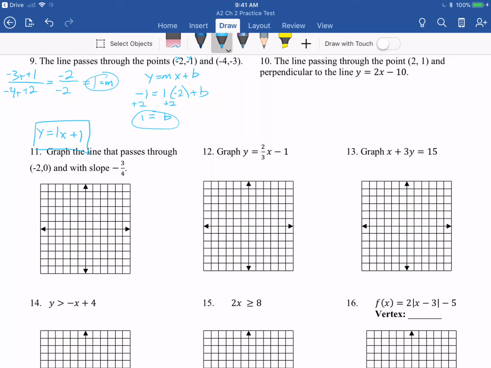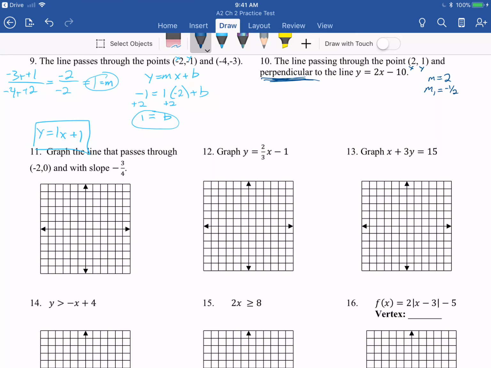But perfect. Now number 10 is kind of the same deal, except they give you a little bit different information. It says the line passes through the point, so this is my x, this is my y, 2, 1, and is perpendicular to the line y equals 2x minus 10. So my slope in the original is 2. But a perpendicular slope is the opposite reciprocal, so my new m is going to be -1/2.